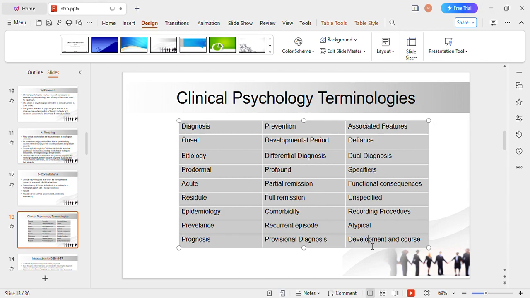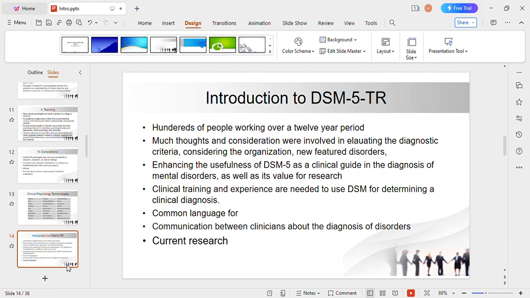So the last one is development and course. In development and course, it means that the lifetime occurrence of any disorder can be known through development and course. So these are the key terminologies of clinical psychology. I hope you are familiar with all of them now, because we are going to encounter all these terminologies in multiple diagnostic criteria, and once you are aware of them, it wouldn't be hard for you to understand the key changes. So the next section of today's lecture is introduction to DSM-5-TR.